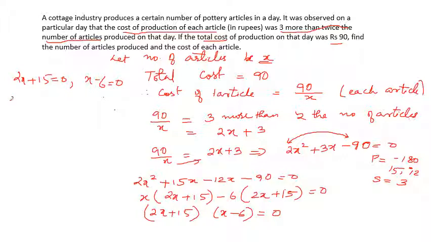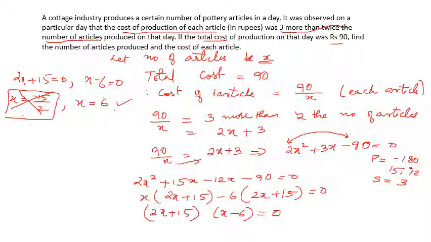Now if this is 0, then x is equal to minus 15 by 2, and here x is equal to 6. Now minus 15 by 2, x is number of articles. Number of articles, how many toys you have? You can say I don't have any toy, that is zero number of toys. Can you say I have negative number of toys? No. So we avoid this x equal to minus 15 by 2. The number of toys produced is negative, that is wrong. We cannot consider that. So we'll consider the number of toys produced is equal to 6.